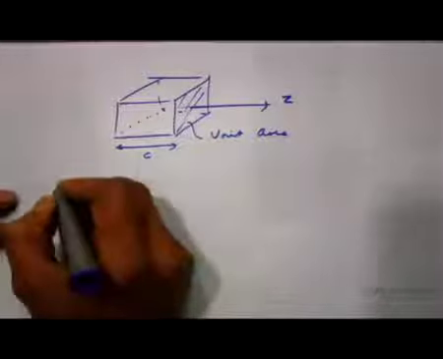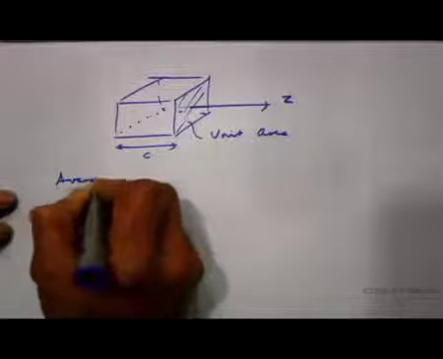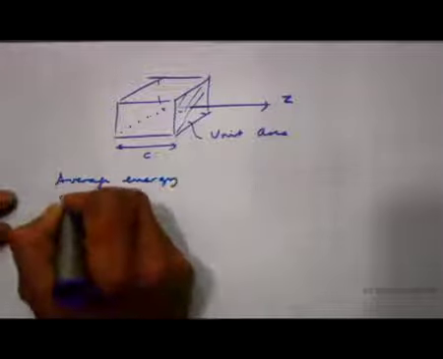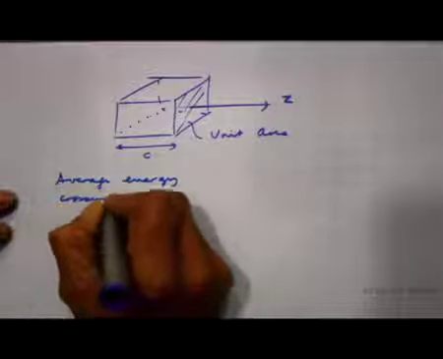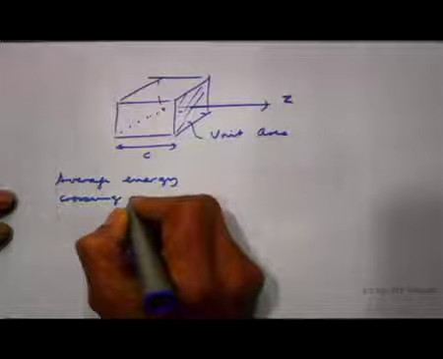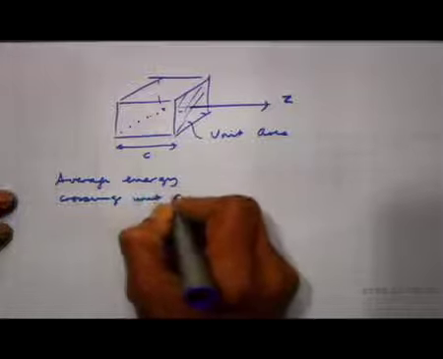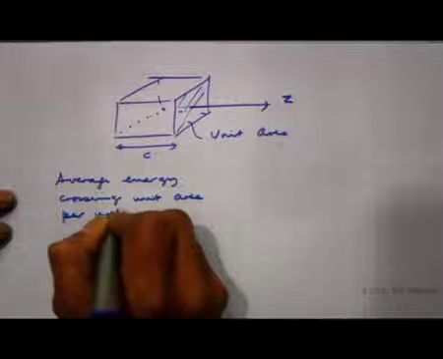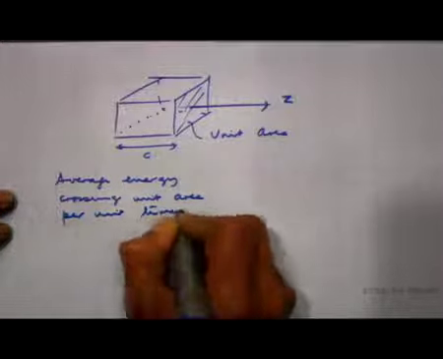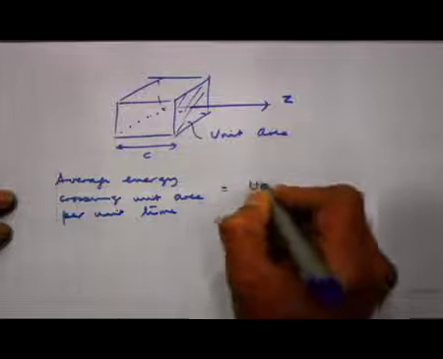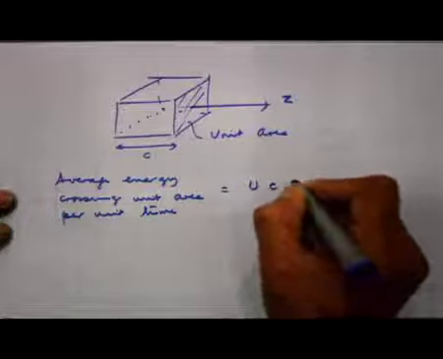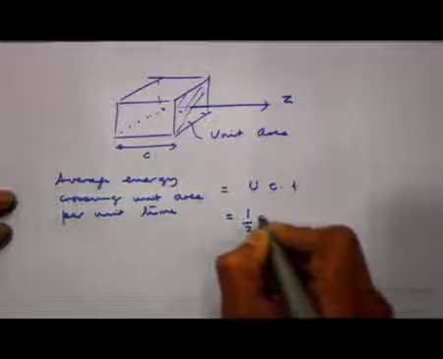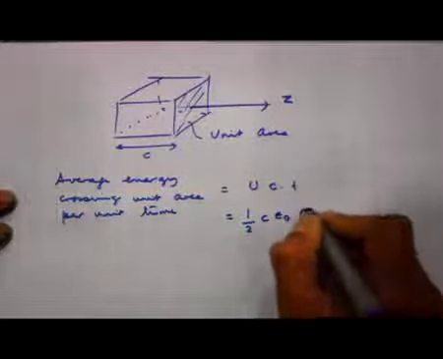So, I can calculate the average energy crossing unit area per unit time as equal to energy density into the volume, which is c into 1, which is equal to 1 by 2 c epsilon 0 E naught square.